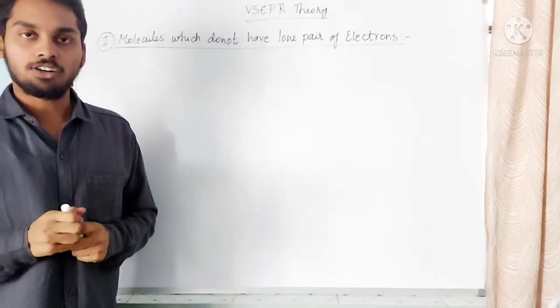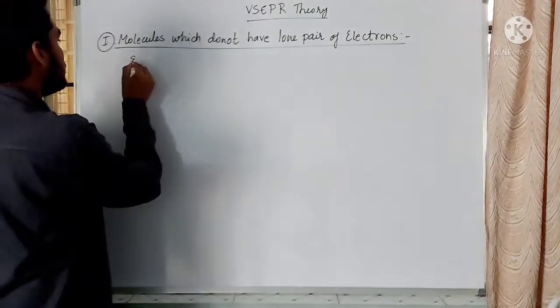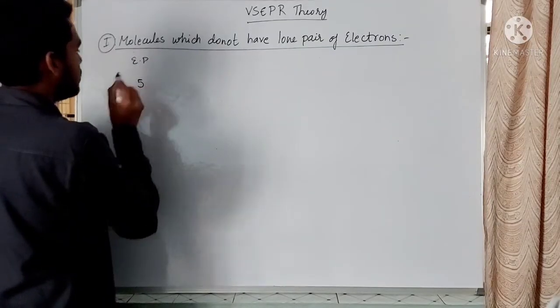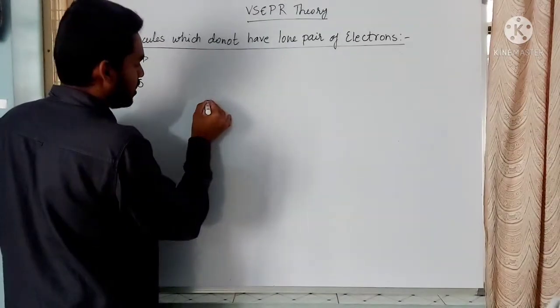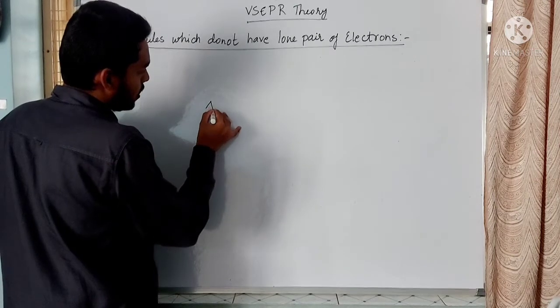If there are 5 electron pairs, if they are 5 in number, then I will get the geometry in this way. This will be the central atom.